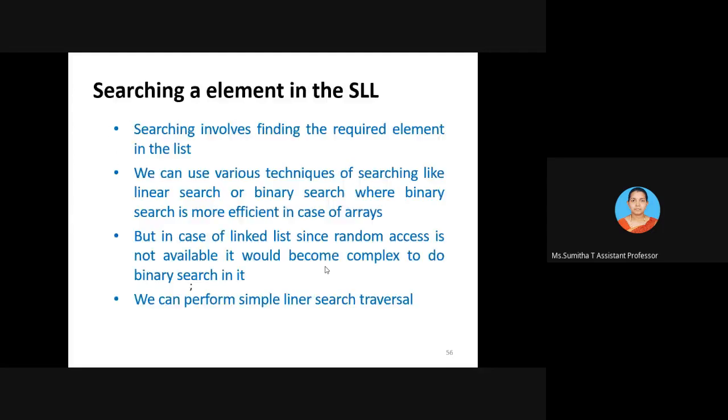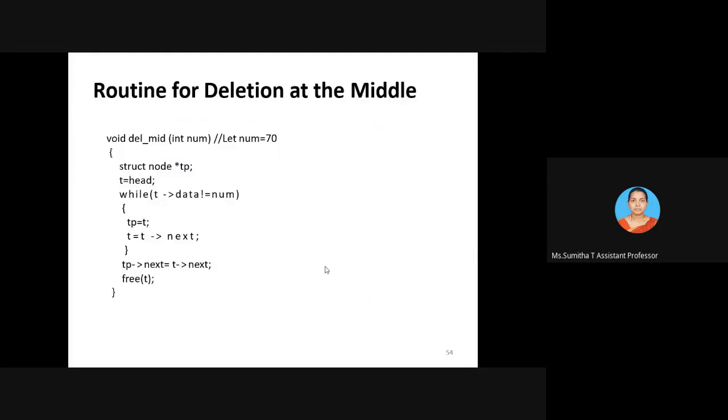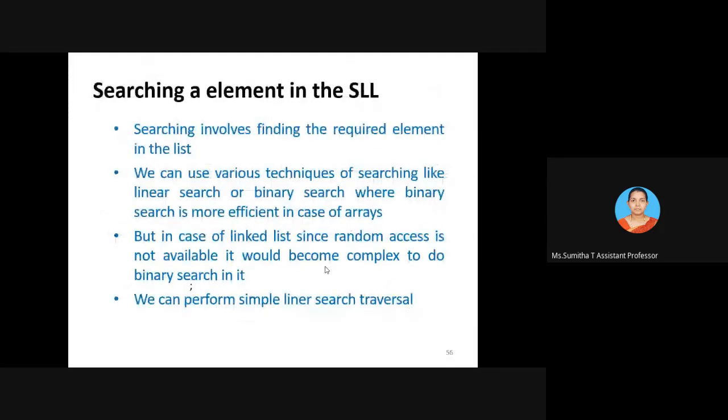It is related to the previous topic, deletion at the middle. So any idea how we can search an element in the linked list? We will start from the head node, madam, and compare the data in each node with the key value. If it matches, we return the location. Okay, fine. How can we compare? Using equality in a while loop.